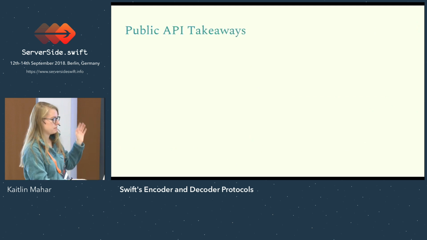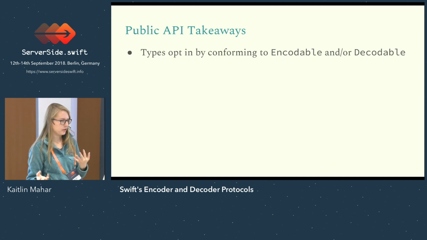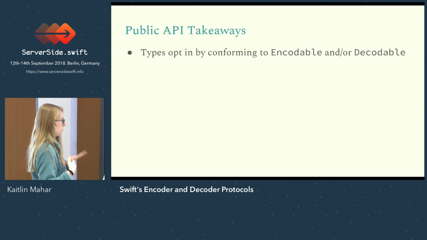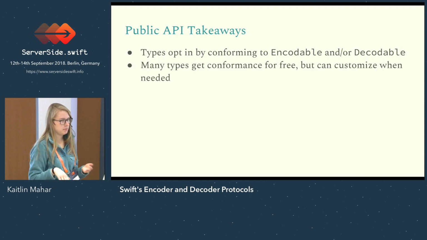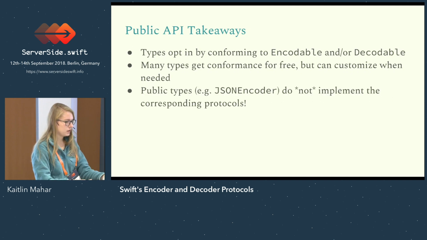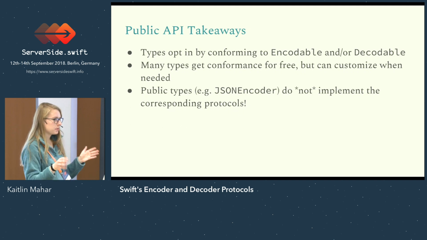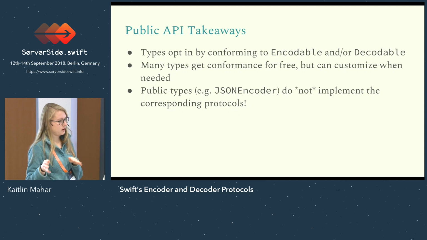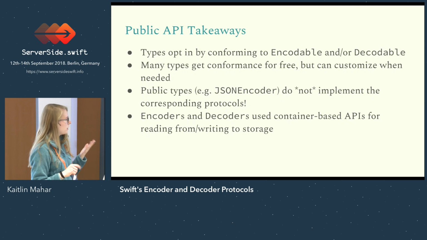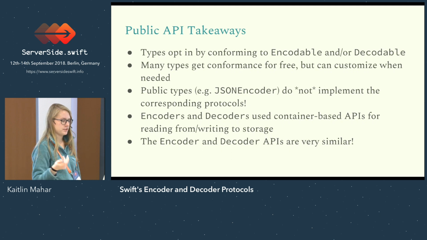So here's some takeaways from this public layer. Types opt into conforming to Encodable and Decodable by marking themselves as such and potentially implementing the methods if they need to. A lot of types get conformance for free, but they can customize when they need to. Most of the public encoder types, or at least those built into Swift, don't actually implement the protocols that go along with the type that they are, but instead rely on some private implementation to do so. And both encoders and decoders use really similar container-based APIs for reading from and writing to storage. So overall, they're very similar.